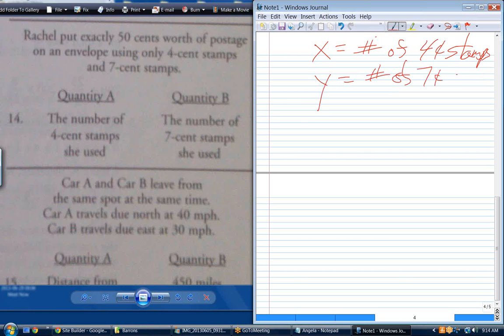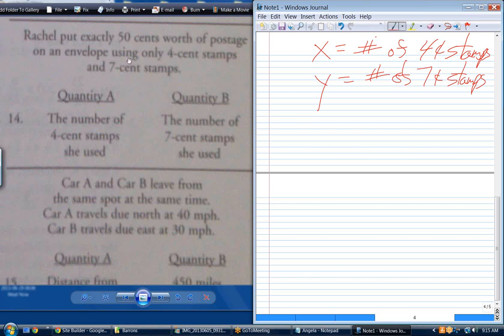7-cent stamps. Now, you definitely want to use 2 variables here because we have no immediate way of relating x to y. It's not like I could say y is 50 minus x. I can't do that. So I have to look at this problem as a problem with 2 variables.